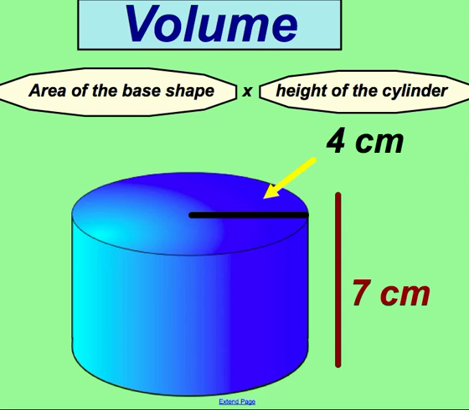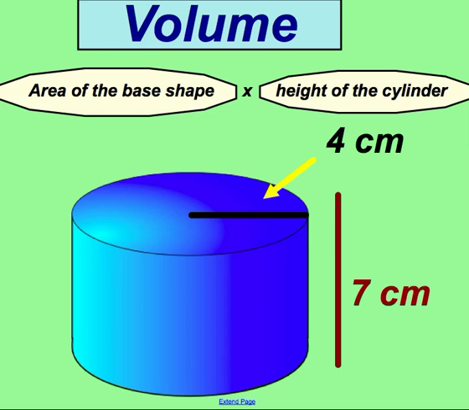The applications associated with a cylinder are: first, volume. You calculate the volume of a cylinder by taking the area of the base shape. The base shape will always be a circle, and then you take that area of the circle and multiply it by the height of the cylinder. Once again, the height of the cylinder is the distance from circle to circle.